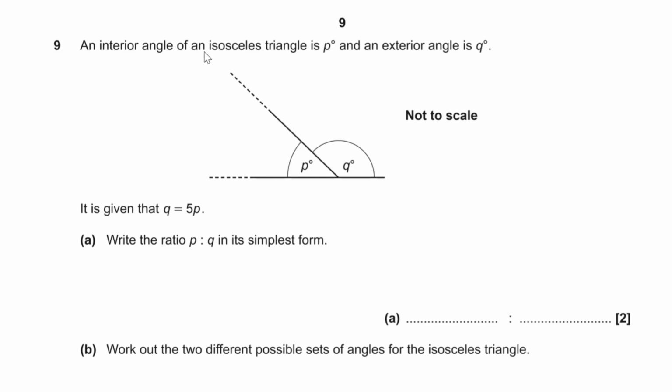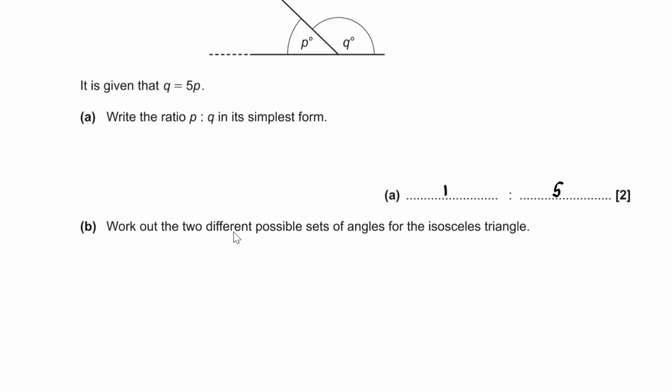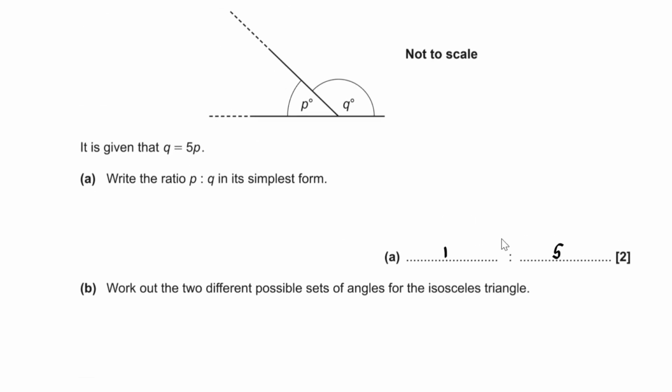Question number 9. An interior angle of an isosceles triangle is P degrees and an exterior angle is Q degrees. It's given that Q is equal to 5P and we have to write the ratio P to Q in its simplest form. Well, what you can see here, Q is equal to 5P, so here the ratio is simply 1 to 5. For every 1 P we have 5 P's for Q. And for part B, we have to work out the two different possible sets of angles for the isosceles triangle.